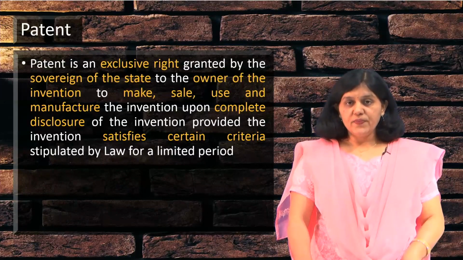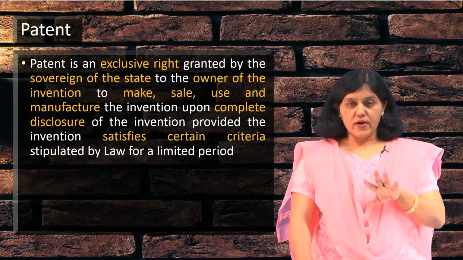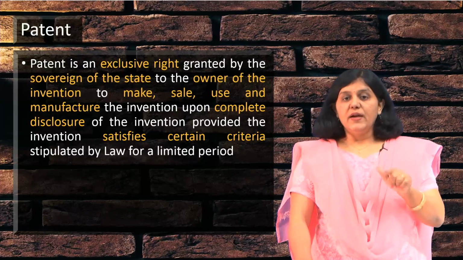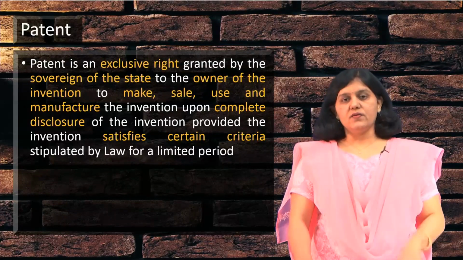So, you got it? What is the meaning of sovereign of the state grants the right? So, 2 points we have seen. Patent is an exclusive right and it is a territorial right granted by sovereign of the state.